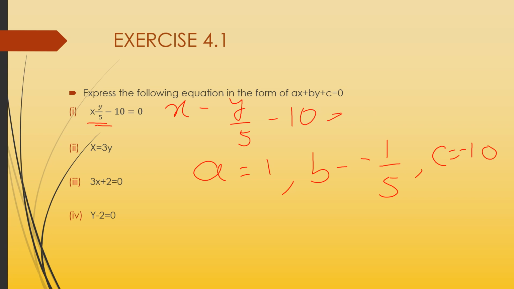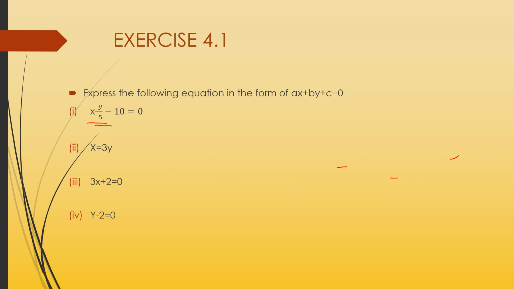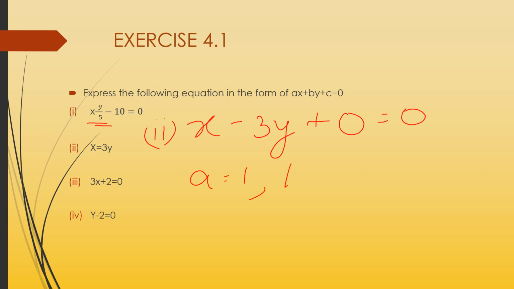For question number 2, the equation is x equals 3y. How can we write it in the form ax plus by plus c? So here it is x minus 3y. There is no constant term, so put 0, equals 0. So what are the values in this second part? The value of a is 1, b is minus 3, and the value of c is 0.